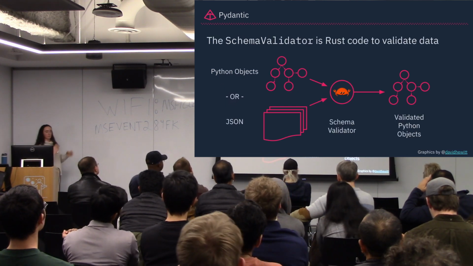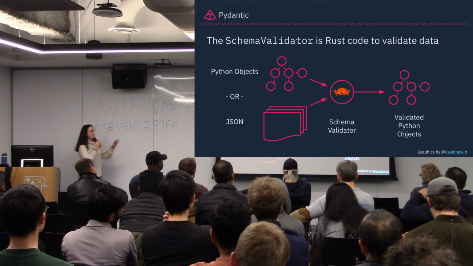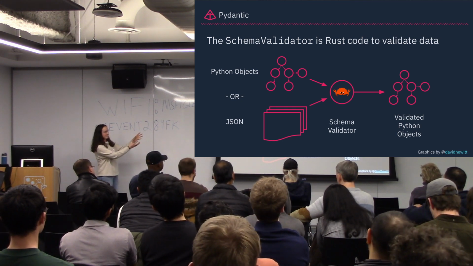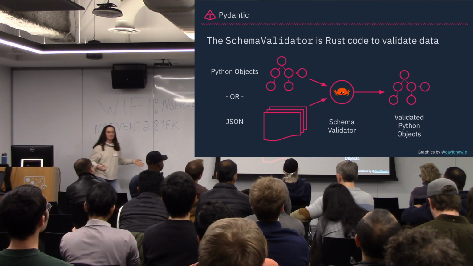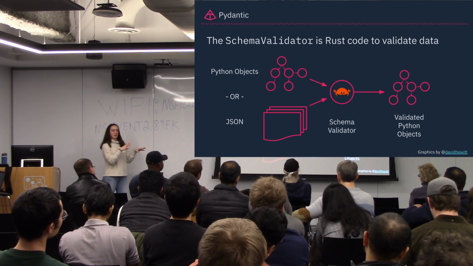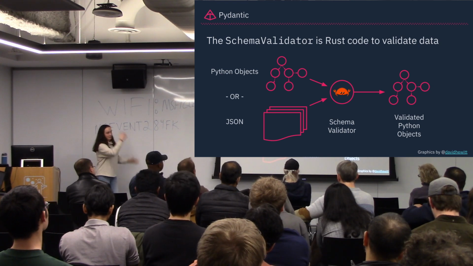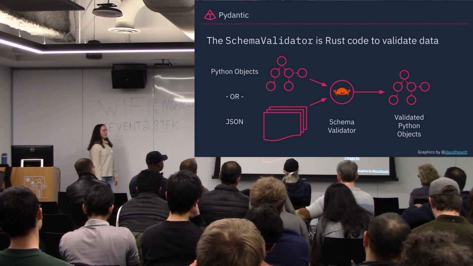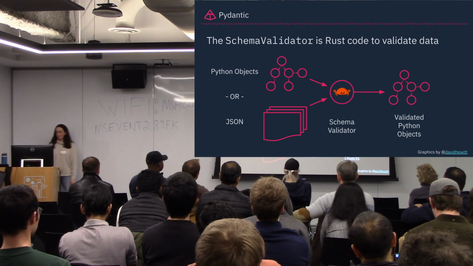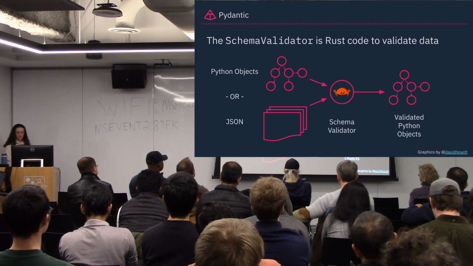Okay, so if you're validating things, you have Python objects or JSON data coming in. We send it to the crustacean-identified schema validator, that's a Rust structure. And then we output validated Python objects. So anywhere that the crustacean is in any of these diagrams is very fast and working for you on that batch processing speed.